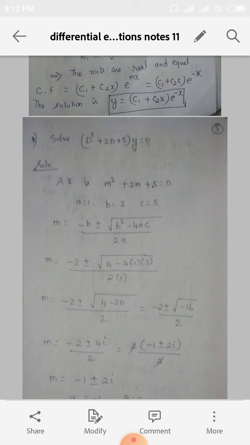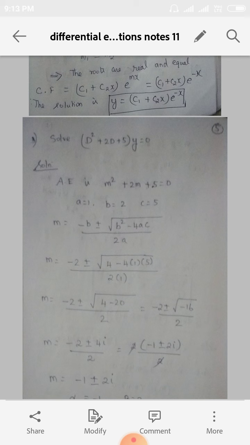Solve D square plus 2D plus 5 of y is equal to 0. So write the auxiliary equation as m square plus 2m plus 5 is equal to 0. In this case, we cannot solve this equation directly, so you have to use the quadratic formula method. What's the formula? Minus b plus or minus root of b square minus 4ac by 2a. So you have to use this method.